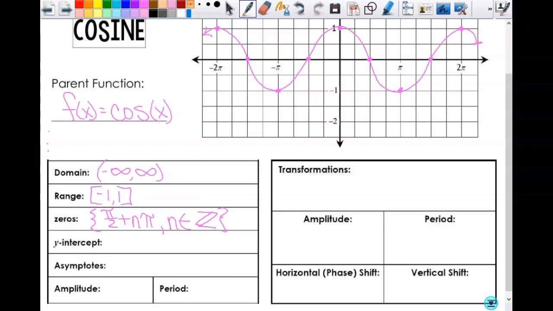All right, so what is the y-intercept? 0, 1. Okay. Do we have any asymptotes? No. What's the amplitude? And what's the period? 2 pi. Okay.